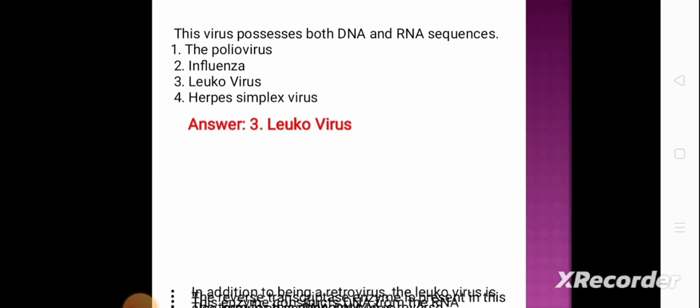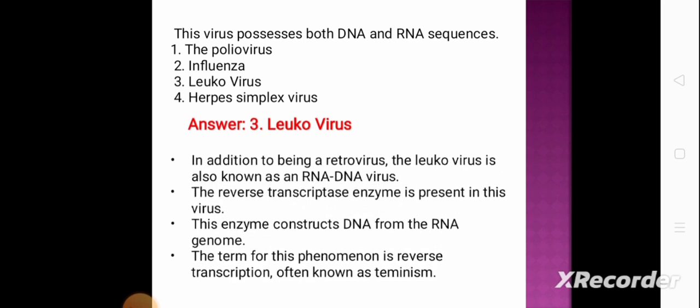Next question. Which virus possesses both DNA and RNA sequences? Option 1, poliovirus; option 2, influenza; option 3, leukovirus; and option 4, herpes simplex virus. And the correct option is option 3, leukovirus. In addition to being a retrovirus, the leukovirus is also known as a DNA-RNA virus. The reverse transcriptase enzyme is present in this virus. This enzyme constructs DNA from the RNA genome. This phenomenon is known as reverse transcription, often known as teminism.